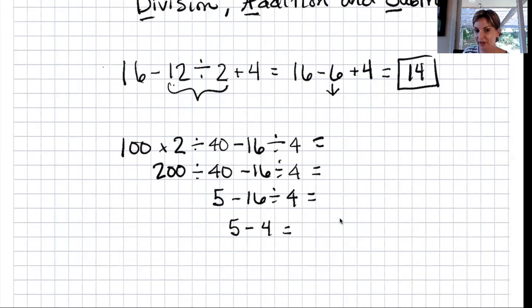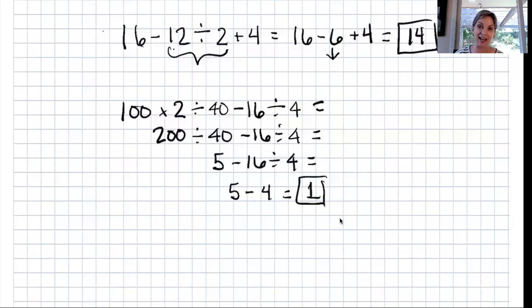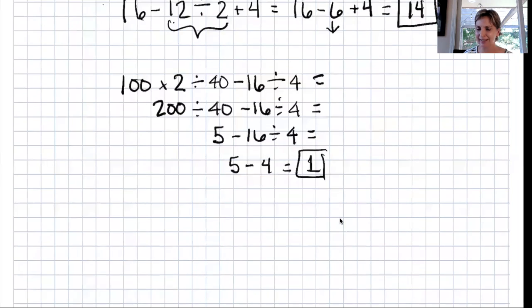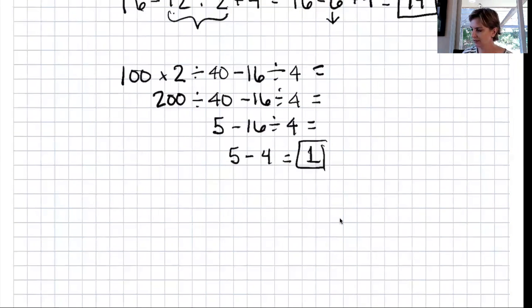Okay, and then 5 minus 4 is 1, and that's our answer. Not too bad, just lots of multiplication and division in that one. Now what I want to do here is add some exponents to our work. Let's add some exponents here.